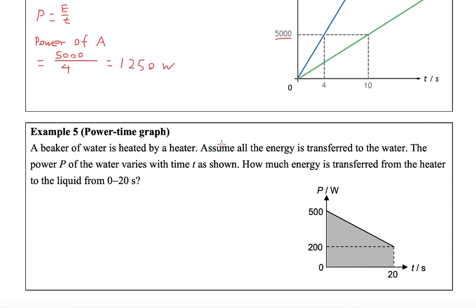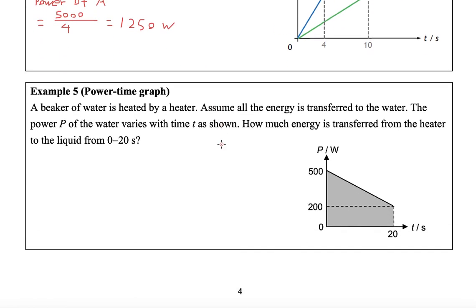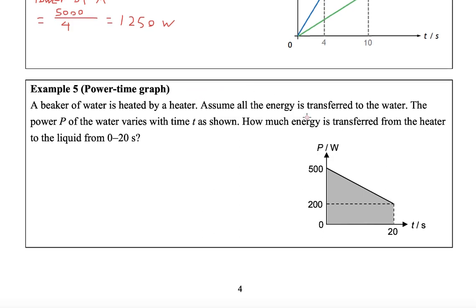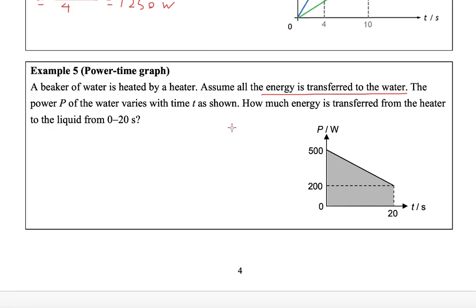It's simple. And after we talk about the energy time graph, I want to challenge you with another graph, which is the power time graph. And this time, we talk about how the power varies over time. You can see that energy is transferred to water for this case because you use a heater to heat a beaker of water. However, this time, is the power changing? And how to find the energy transferred?